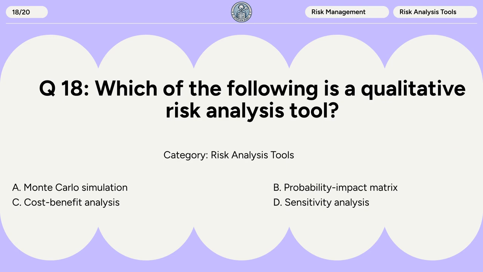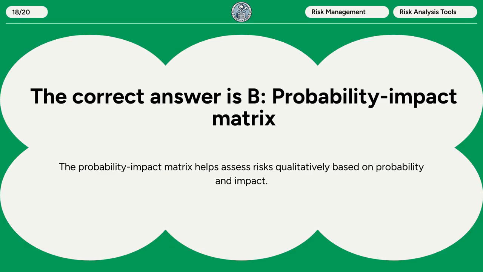Question 18. Which of the following is a qualitative risk analysis tool? A. Monte Carlo simulation. B. Probability impact matrix. C. Cost-benefit analysis. D. Sensitivity analysis. The correct answer is B. Probability impact matrix. The probability impact matrix helps assess risks qualitatively based on probability and impact.